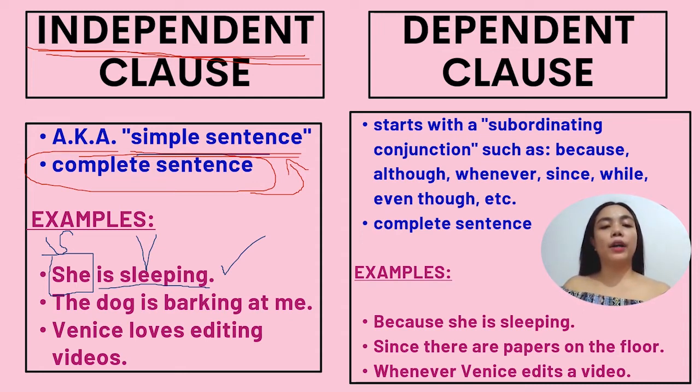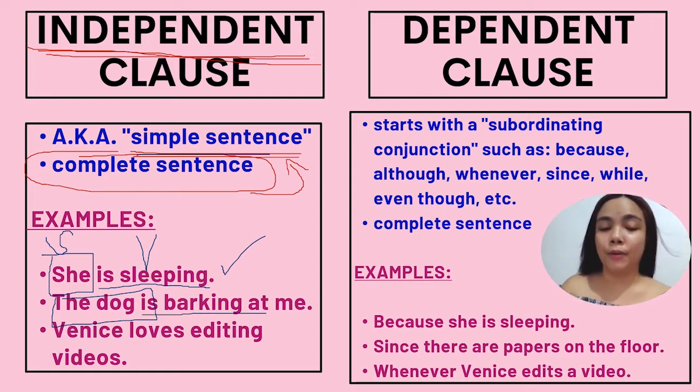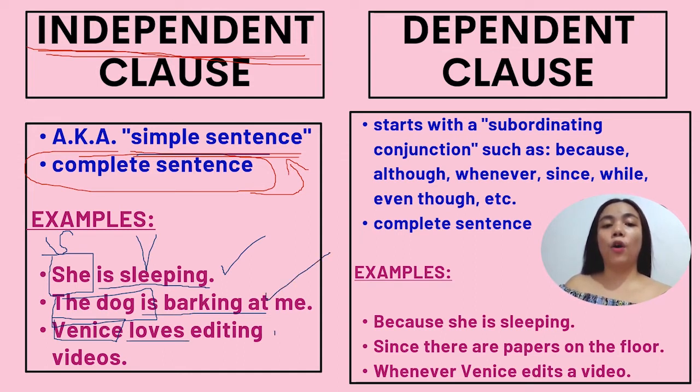Next, the dog is barking at me. Can you tell me where the subject is? Very good. The dog. And the verb is, okay, is barking is the complete verb. And the last one, Venice loves editing videos. The subject is Venice, and the verb is loves. Therefore, all three are independent clauses, or what we call a simple sentence.